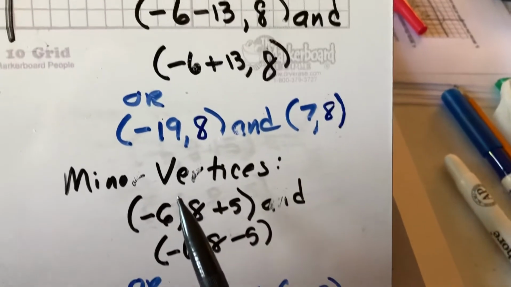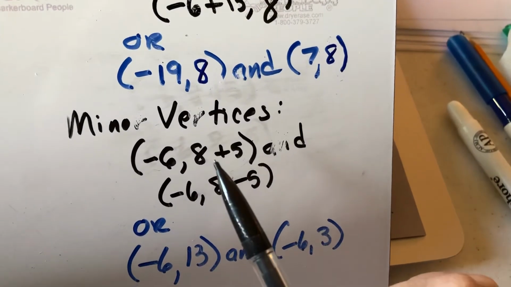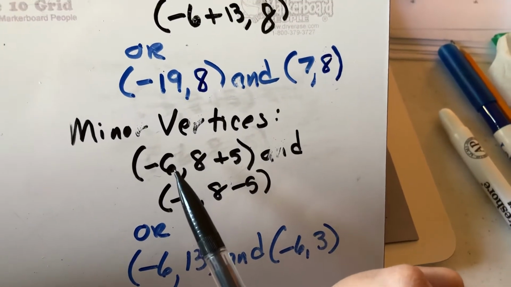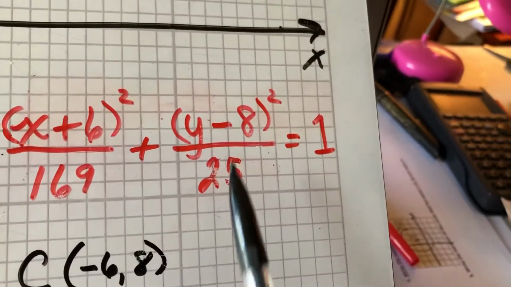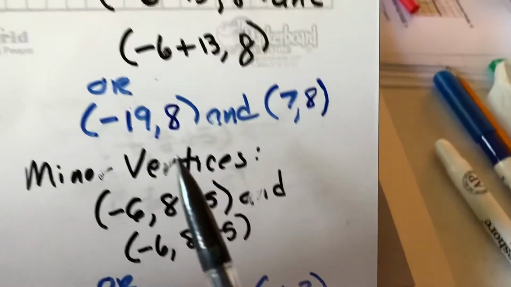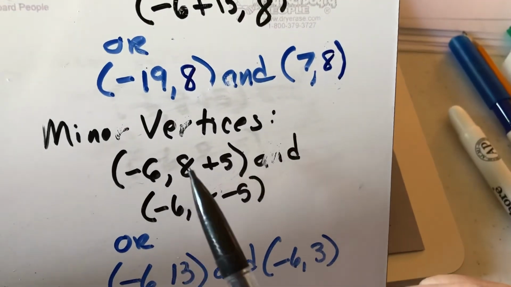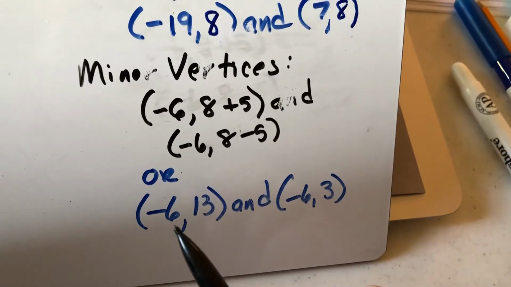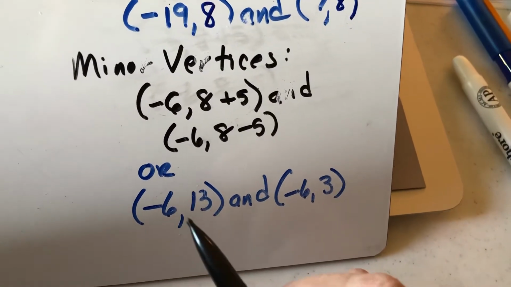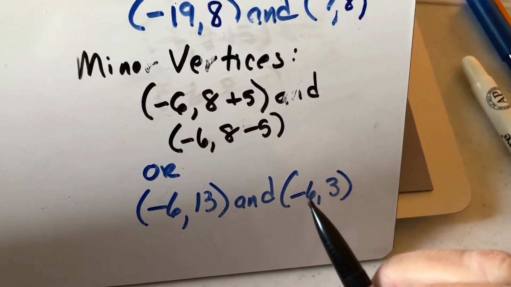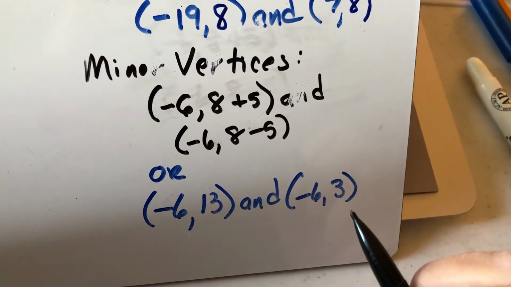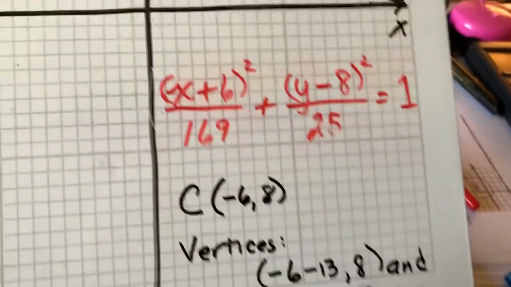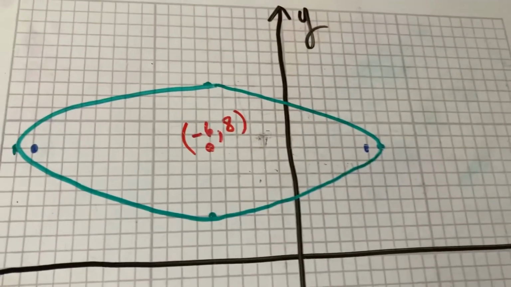Okay, then I go for the minor vertices. In this case, it's up and down. So now the X isn't going to change. It's going to stay at negative 6. But the 8, right, I'm adding and subtracting 5. So I have negative 6 with 8 plus 5, and negative 6 with 8 minus 5. Or my two ends of the minor vertices are negative 6, 13, and negative 6, comma 3. Okay, and that's one of the things you have to be able to do.